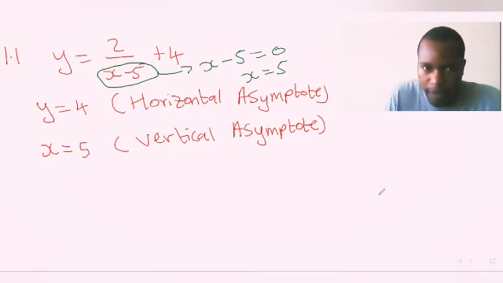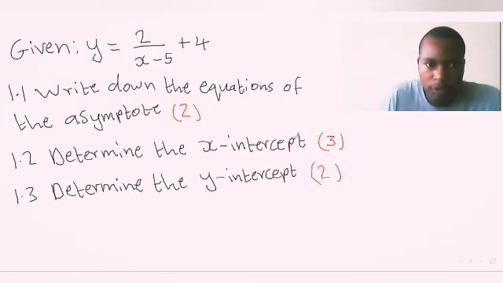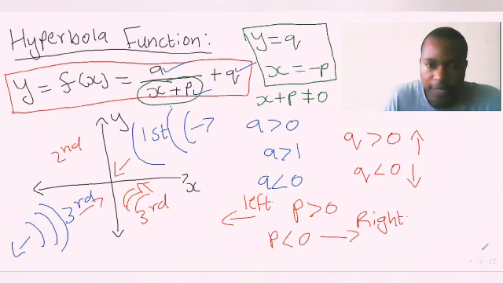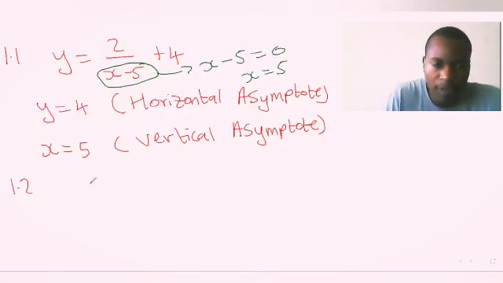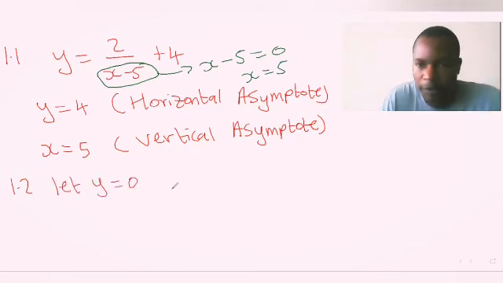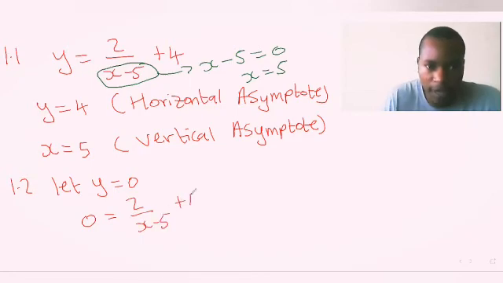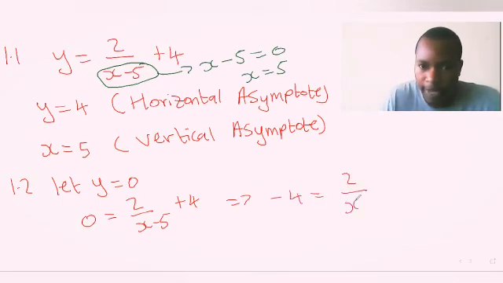Now let's have a look at 1.2. It wants us to determine the x-intercept. Remember that to determine the x-intercept, we let y equal 0. So this gives us 0 equals 2 divided by x minus 5, plus 4. We move the 4 to the left-hand side, so that would be negative 4 equals 2 divided by x minus 5.